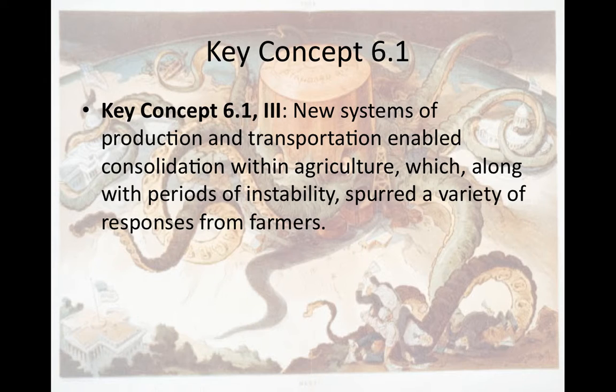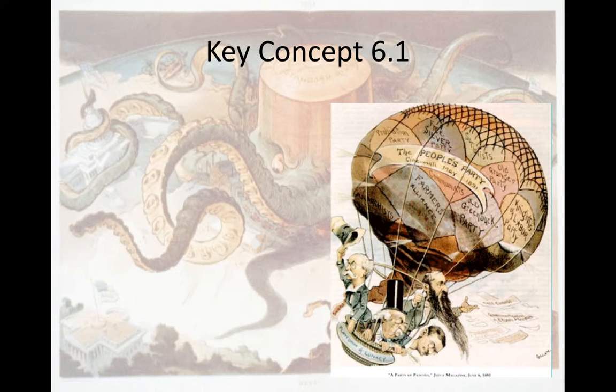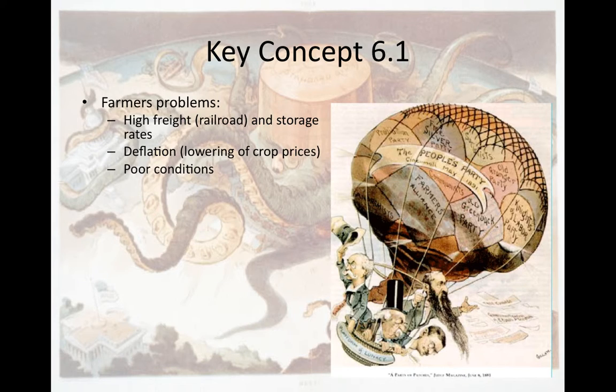Okay, key concept 6.1, Roman numeral 3. New systems of production and transportation enabled consolidation within agriculture, which, along with periods of instability, spurred a variety of responses from farmers. So we're talking farmers. If we're talking farmers, we're going to talk populists. So farmers had several issues during the Gilded Age and after the Civil War.